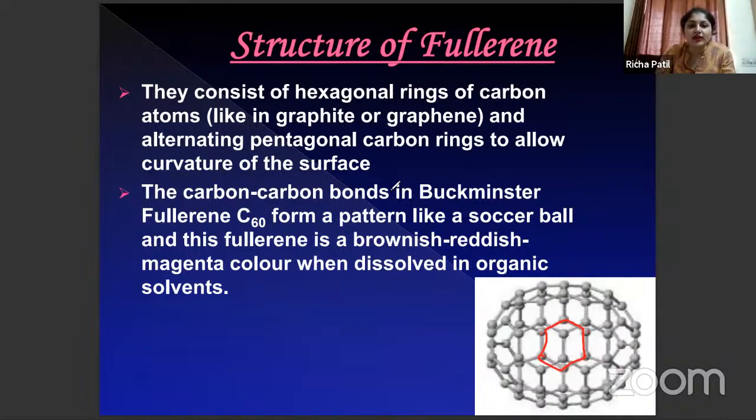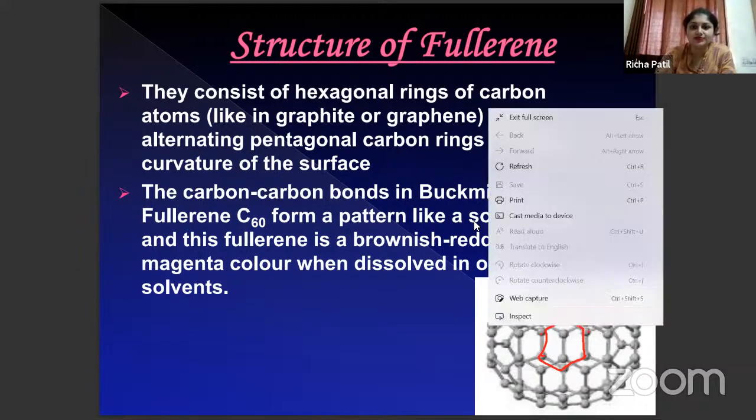Fullerene is a brownish, reddish, magenta color when dissolved in organic solvent. Why is it called Buckminster fullerene? Because it has a geodesic shape, like the soccer ball. Okay, so we'll go to the next.